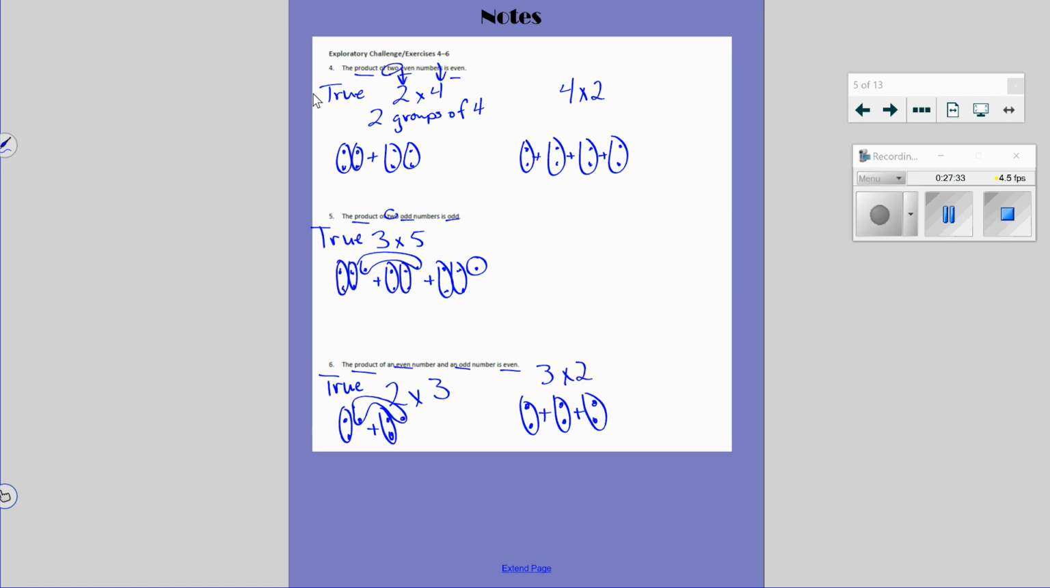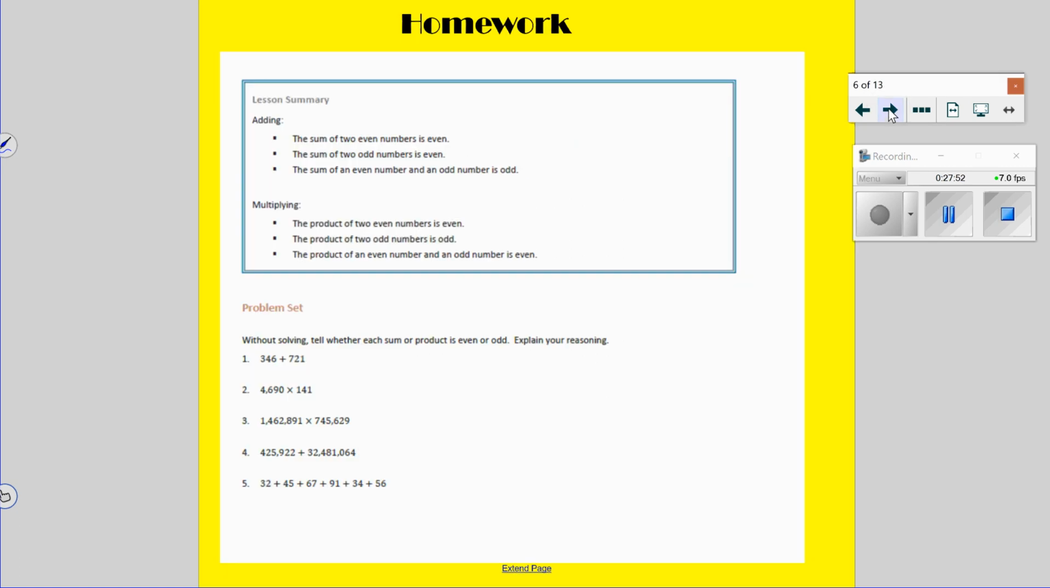Because back to our first one, does it matter how many even numbers I add up? Will I ever have an odd answer? No. So does this make sense now? Okay. Let's turn the page. Here we have actually written the rules out for you. So they are different.